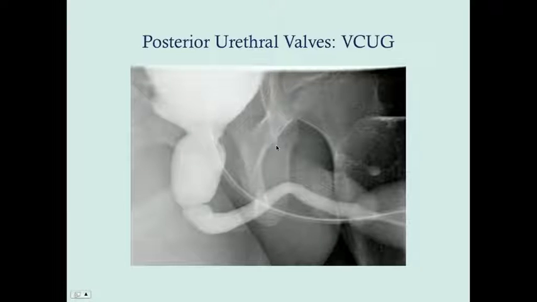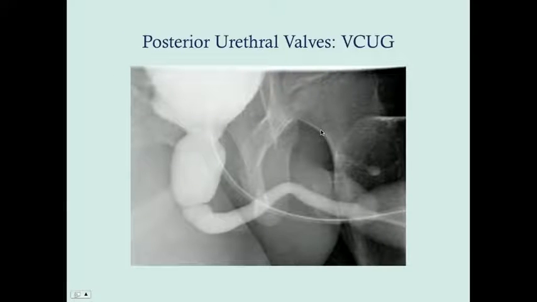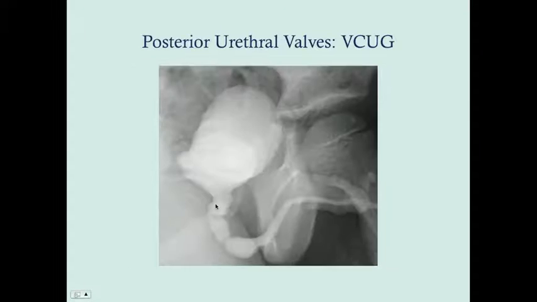And then when you do the voiding cystourethrogram, you'll be able to notice the valves. That'll be a filling defect. And then you should also have a dilated prostatic urethra. That's right here. That's the little part of the keyhole. So, see, here. And then you can see there's valves here. I think I've got one more. Yeah. Okay, so here you can see another valve there.